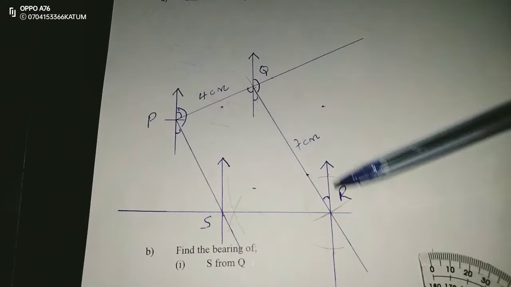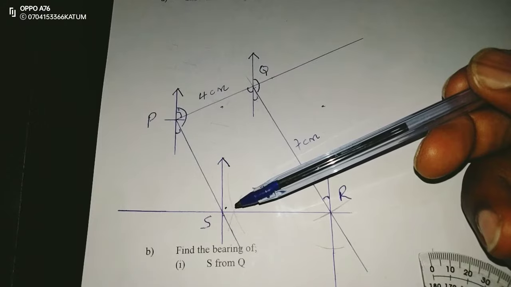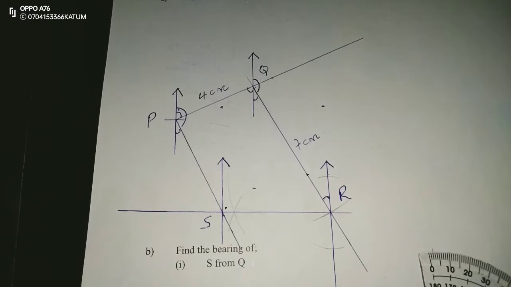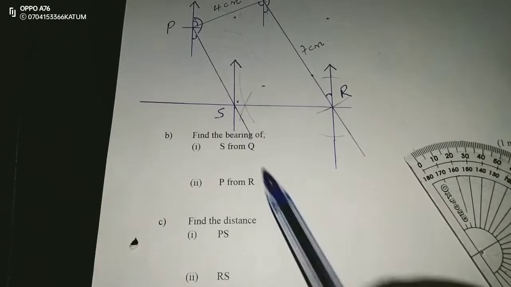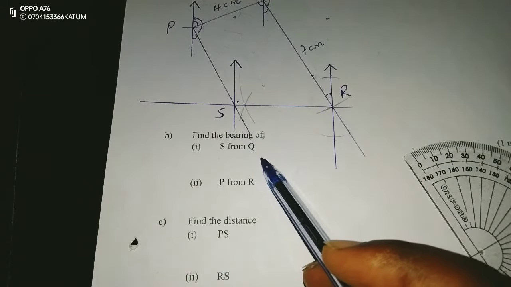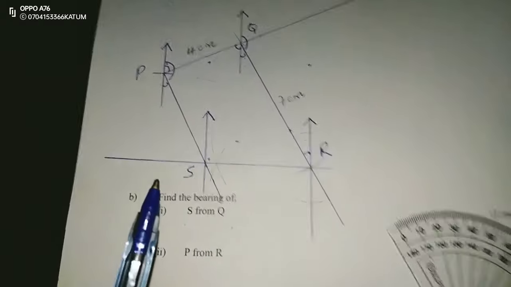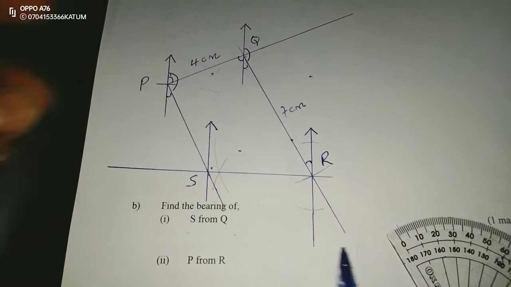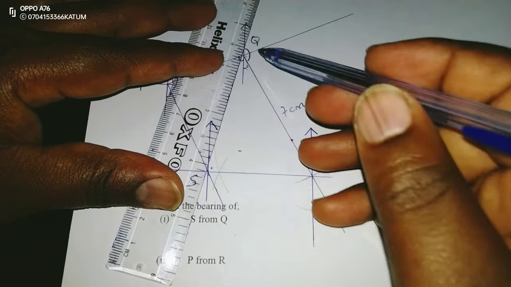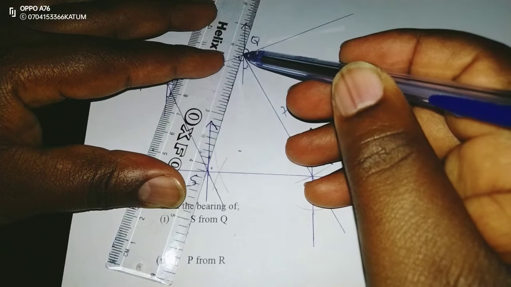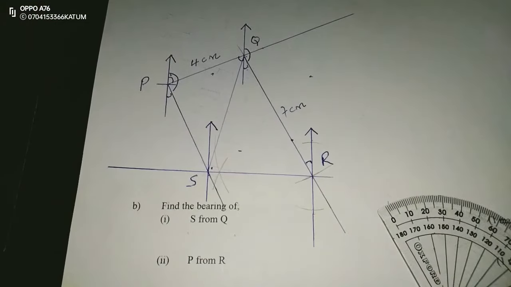P, Q, R, and S. Those are the relative positions. We can now do some questions from the same diagram. Find the bearing of S from Q. S from Q, this needs a connection. We just need to connect S to Q. Just connect S to Q. Yes, like that. S to Q.